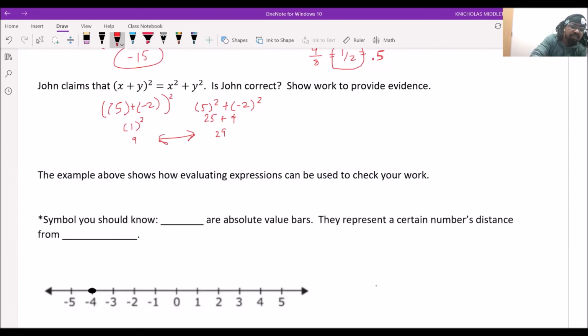I guess I could have used different notation there. I don't know why I'm asking you if 9 is the same as 29. It's not, right? They're not equal. So is John right? No. John is not correct. The reason is that we had to make sure that we use the correct order of operations, and the correct order of operations would be to simplify here before we squared it. Because he tried to do exponents first instead of doing the parentheses first, he got an incorrect answer.